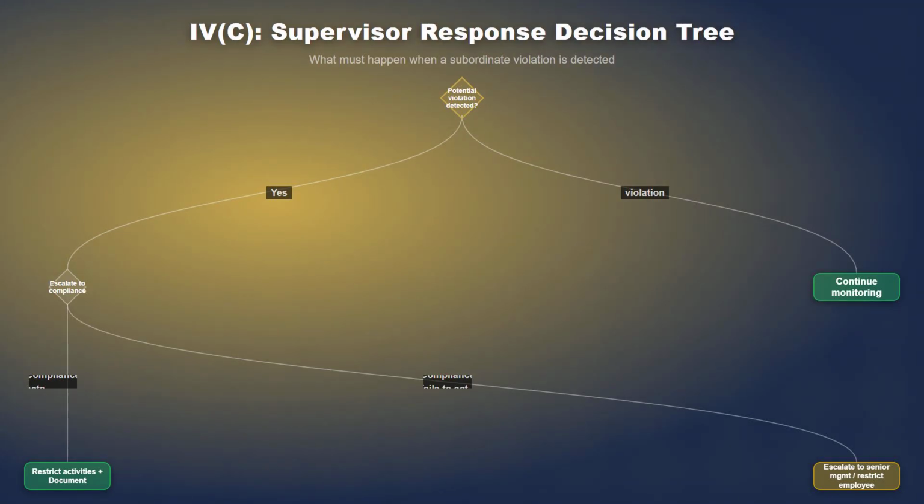When a violation is found, the sequence is clear. Escalate to compliance, restrict the subordinate's activities, document every step. A verbal warning alone is not sufficient. Waiting for compliance to act without follow-up is not sufficient.